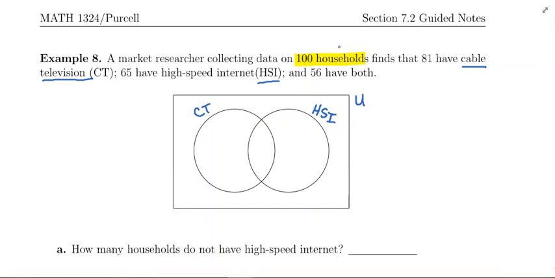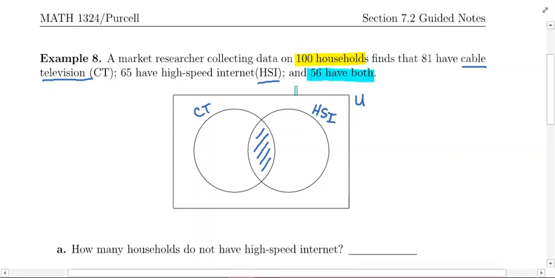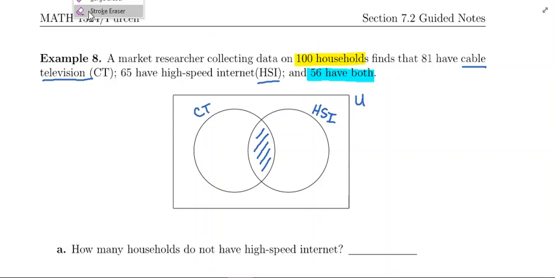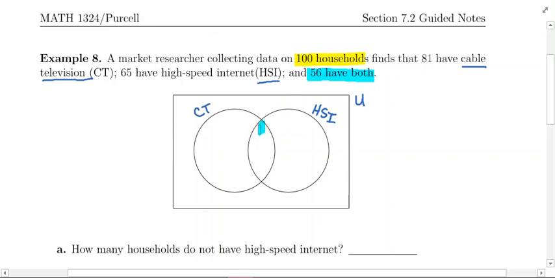All right, and I've told you in previous problems, you want to start with the intersection and work your way out. So we need to look at this piece, the number of people who have both cable television and high-speed internet. You are told that right here, 56 have both. So we need to label this little region. Let me shade it in. When it says 56 have both, that's talking about the intersection or the overlap. That's going to be this little piece because it falls in both circles. So that is going to be labeled with the number 56.